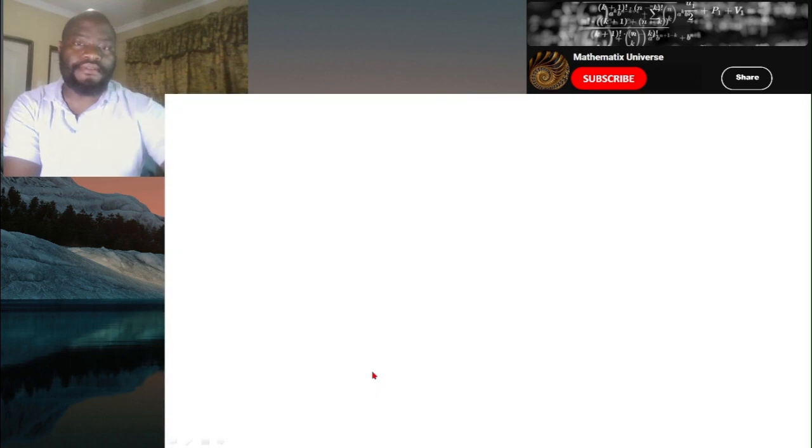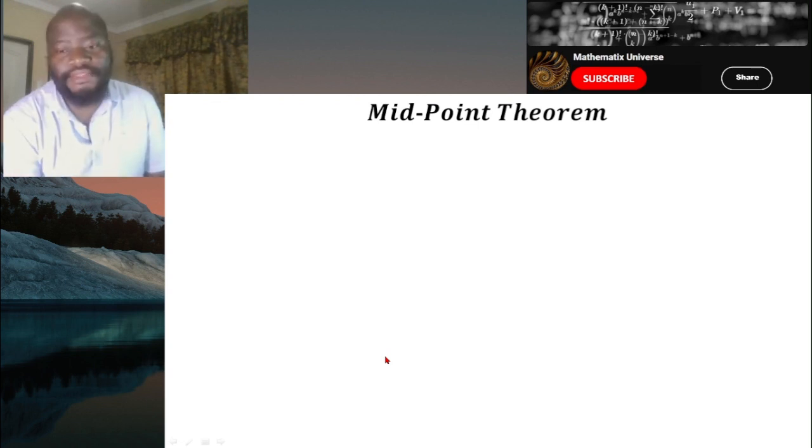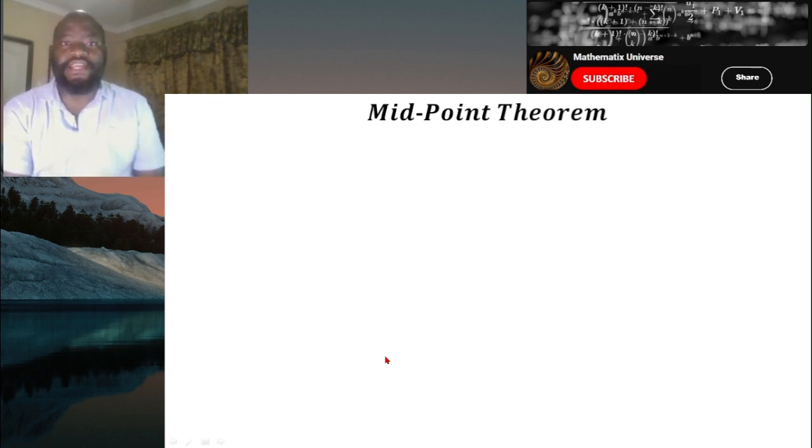Hey everyone, today we're going to look at another proof. This is a grade 10 proof, the midpoint theorem, and this is how it goes. So the midpoint theorem is actually a theorem that's related to a theorem in grade 12, the proportionality theorem. So it's a special case of the proportionality theorem, and this is its statement.